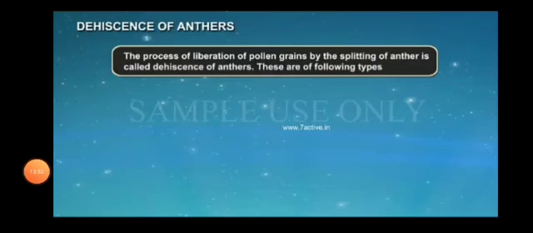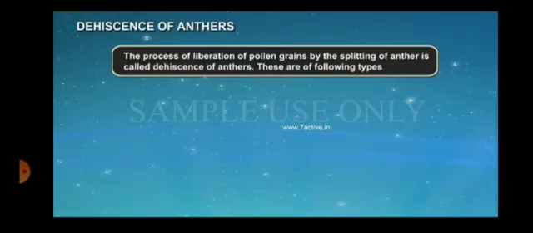So children, as we have done with the adhesion and cohesion of stamens, let's see the dehiscence of anther also. This is another topic attached with the anther. So let's see what is dehiscence. So dehiscence of anther is what? The process of liberation of pollen grains by the splitting of anther is called dehiscence of anther, and these are of following types. So let's see one by one.